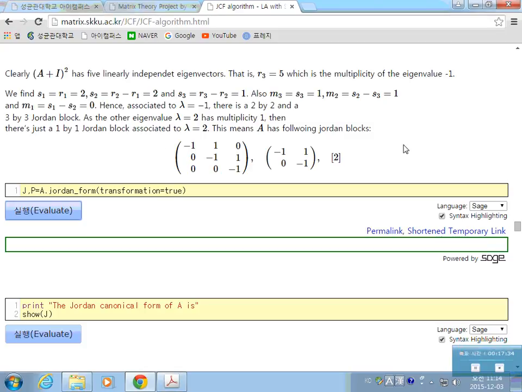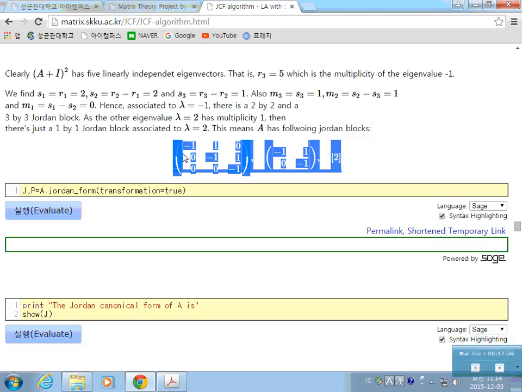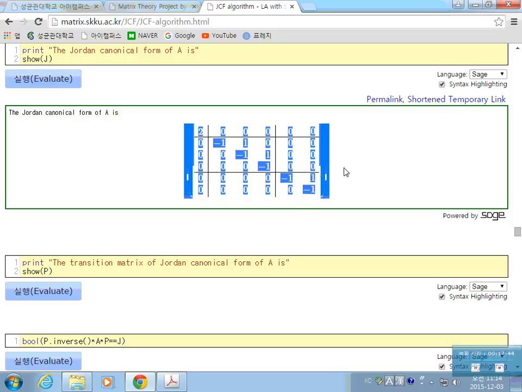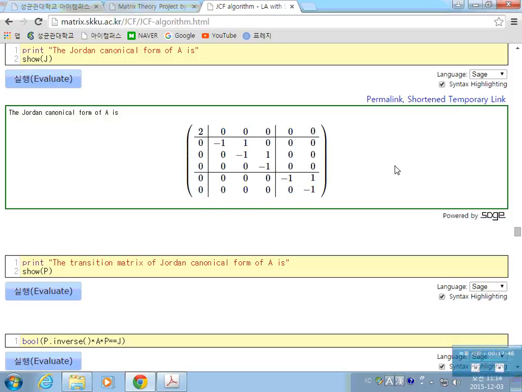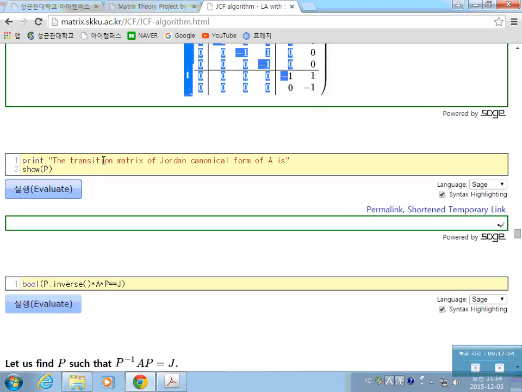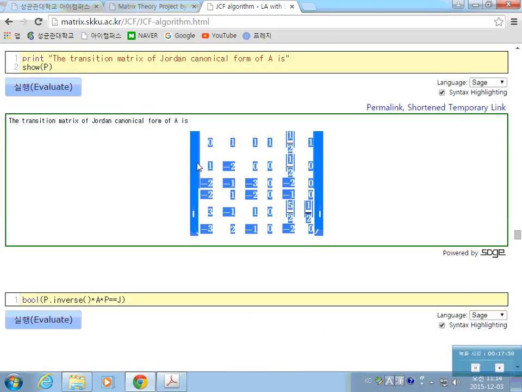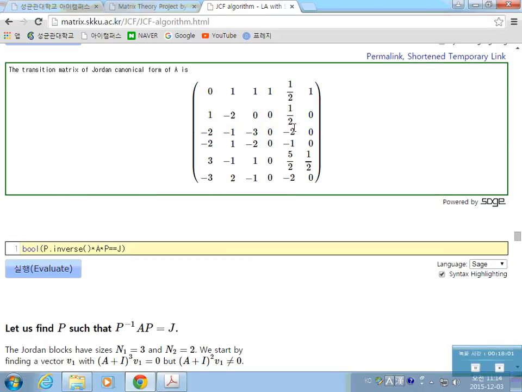Then we were able to find the Jordan blocks like this. With these Jordan blocks, if we assemble them, we see the Jordan canonical form of the given matrix. It's like this: a 6 by 6 matrix with a 1 by 1 Jordan block, a 3 by 3 Jordan block, and a 2 by 2 Jordan block. If we find the transition matrix P with the algorithm that we developed, then the matrix P is here.